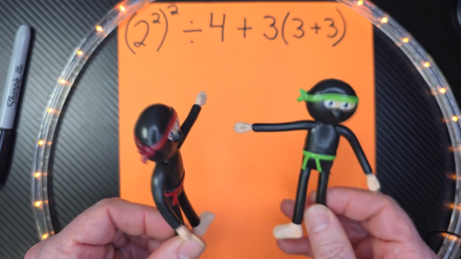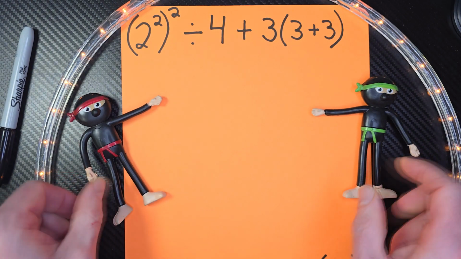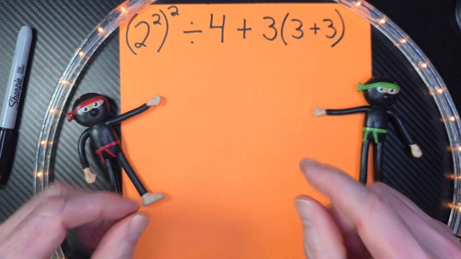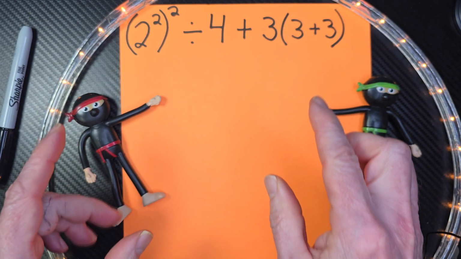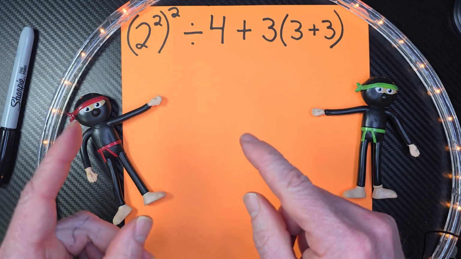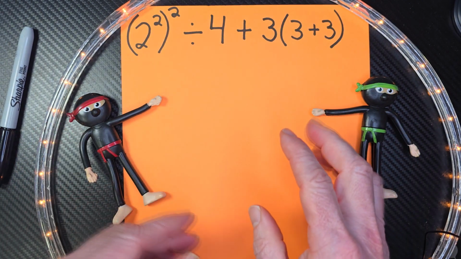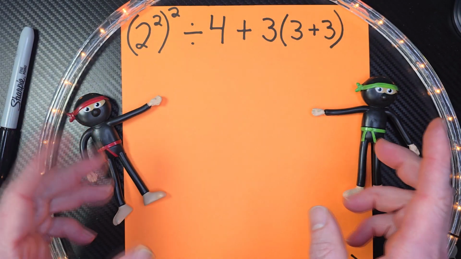Okay, what do we do first? Well, if you forgot how to do order of operation, you do what's inside parentheses first, then you do exponents for step 2. Step 3, do multiplication and division from left to right, and then you're going to do addition and subtraction from left to right. Pretty simple.